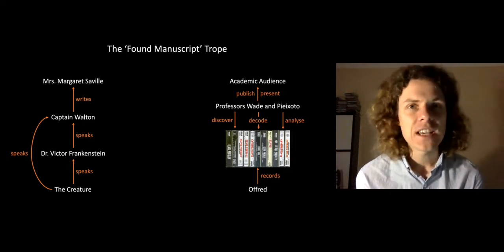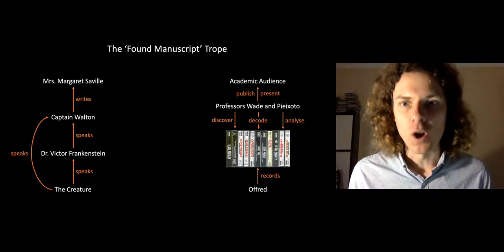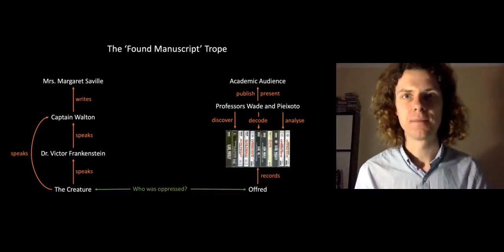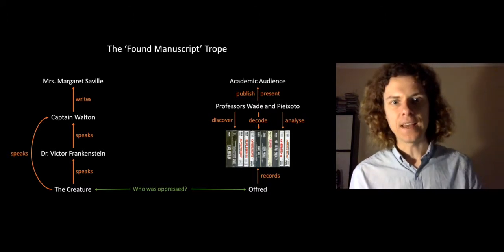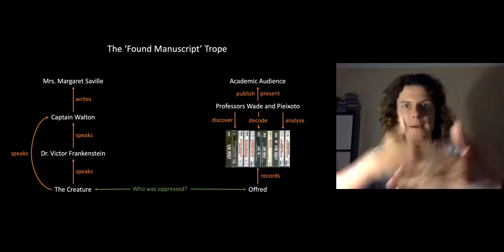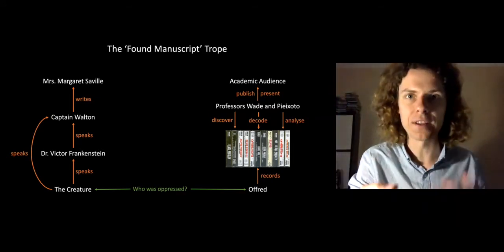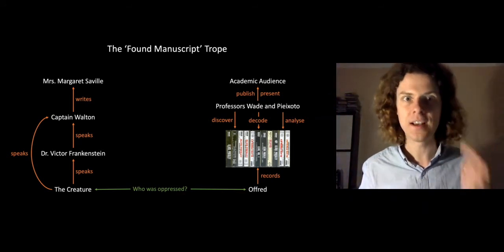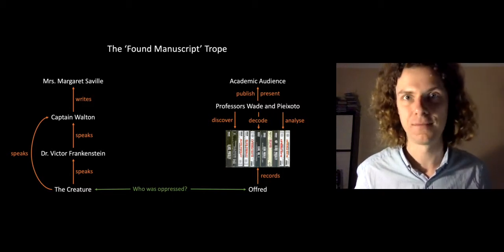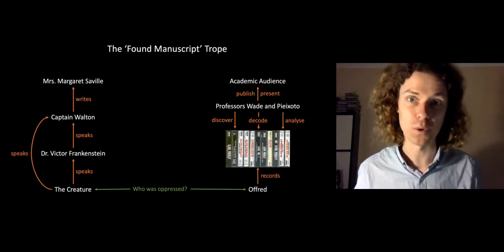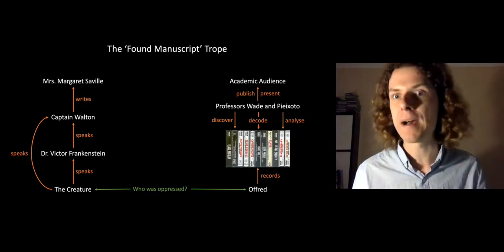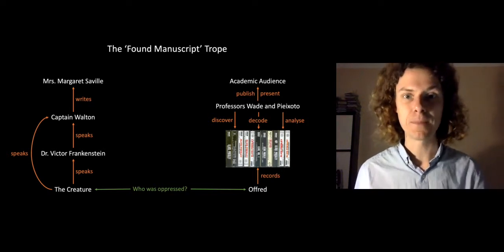So what's interesting is that in both of these novels, at the bottom of the chain is the oppressed person. They try to tell their story, and it only gets to us, the public, by going through a number of intermediaries who remember it for us and then give it to us. We get the story of the creature from Margaret Saville, from the letters she received from her brother Captain Walton, and we only get Offred's story from the published transcript made by Professors Wade and Pierzotto.